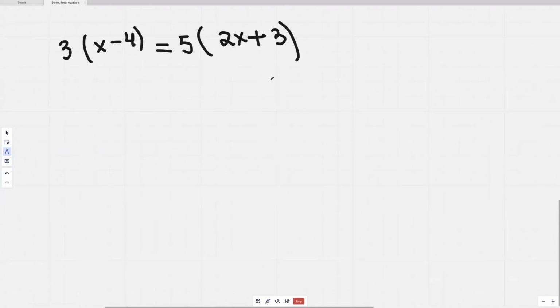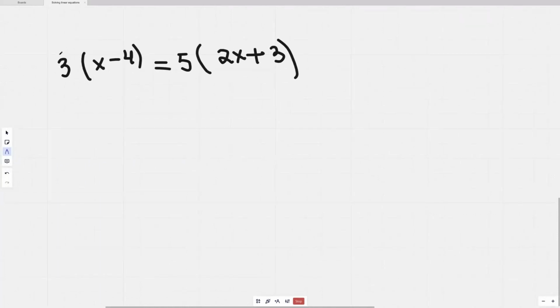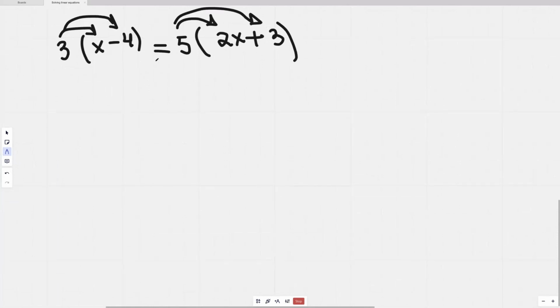In that case, the first thing we have to do is expand the brackets. We know the expanding, right? First the 3 to x, and then 3 to -4, and 5 to 2x, and 5 to plus 3. So 3x minus 12 is equal to 10x plus 15.